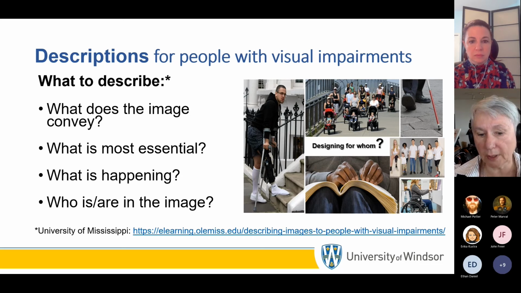That there's some camaraderie or connection between them. So the last question is, who is or in the images? Well, in our example, there's a diverse group of people. So it's very difficult when you're showing a slide that has multiple images. So you have to be very, very careful about how you describe what is essential.